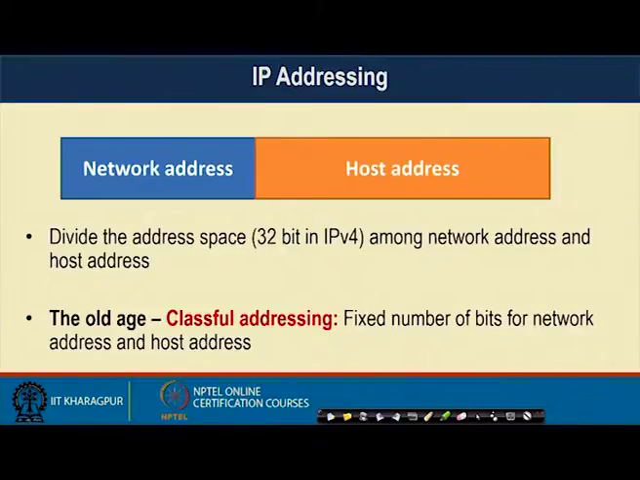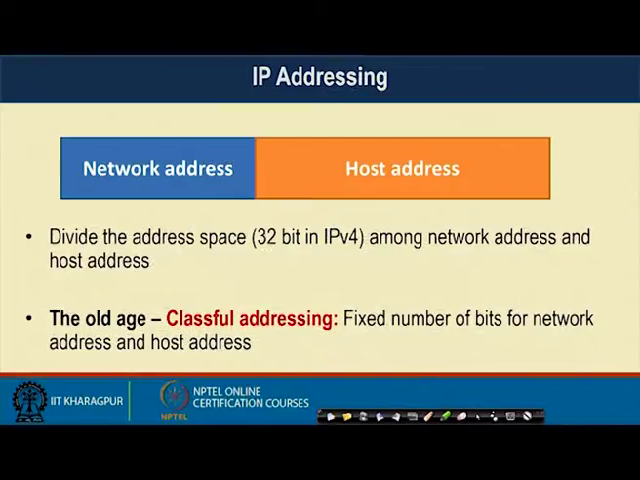The whole idea is to break the entire address space into two groups. One group is for the network address part and the second group is for the host address part. In IPv4 we use 32 bits for identifying the address of a host. This 32-bit address is divided into the network address part and the host address part.